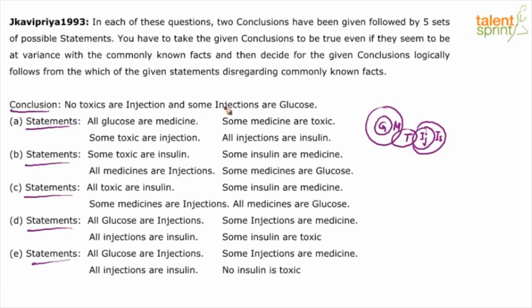No toxics are injection. Is it true? No. Clearly, injections and toxics are overlapping, right? In fact, you need not even draw the diagram. Directly when you look at this statement here, the statement said some toxics are injection, but the conclusion says no toxics are injection. So will this be correct? No. First option will be wrong.